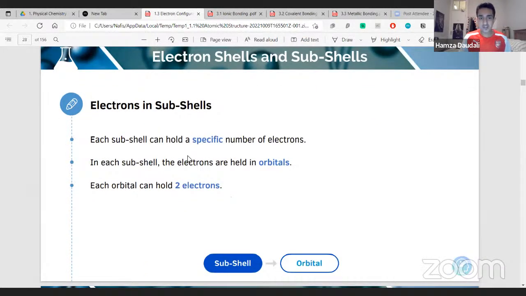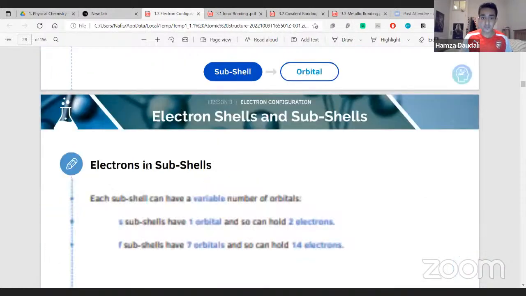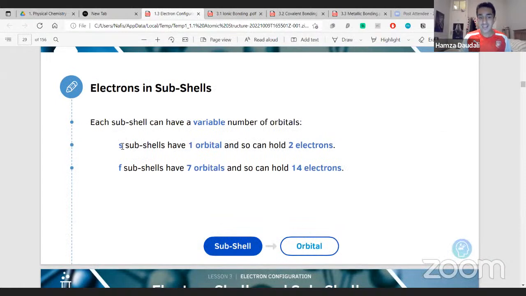Each subshell can hold a specific number of electrons, and these electrons are held in orbitals, and orbitals hold 2 electrons. So s subshells have 1 orbital, so can hold 2 electrons. f subshells have 7 orbitals, so can hold 14 electrons.